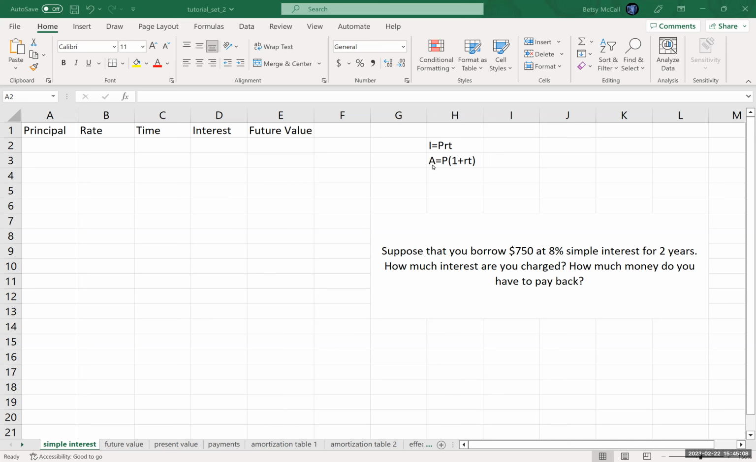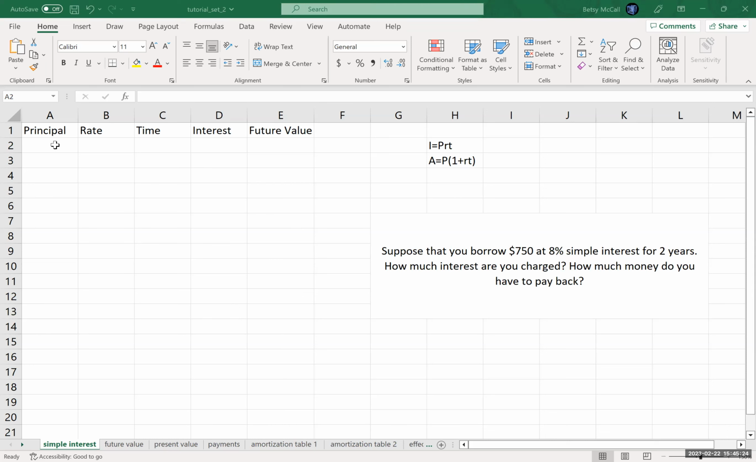A is that future value, the amount in the account after the interest has accumulated, and that's the principal times 1 plus rate times time. And this is just derived from adding the interest to the principal.